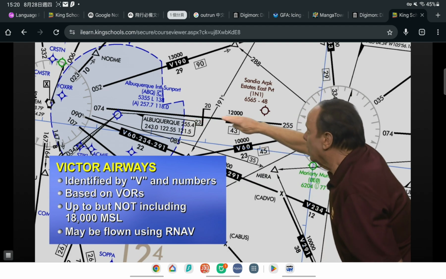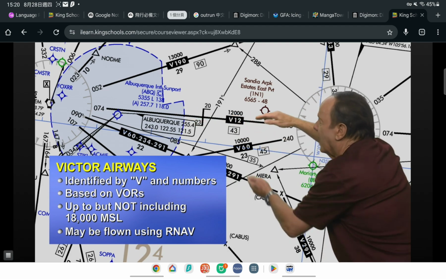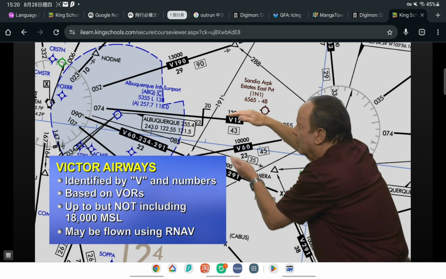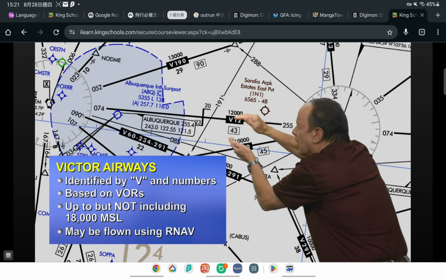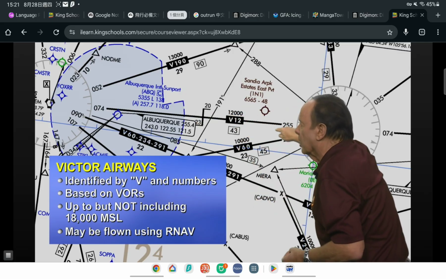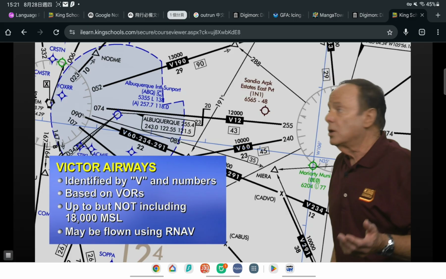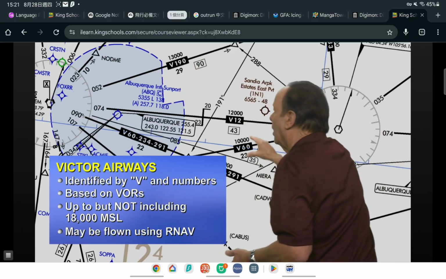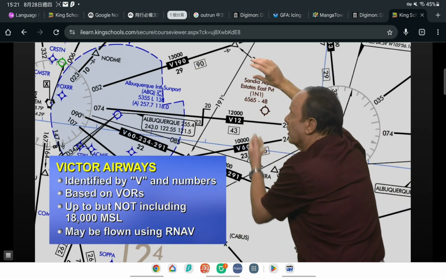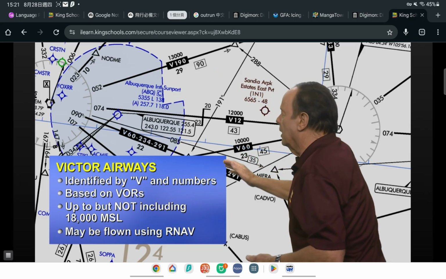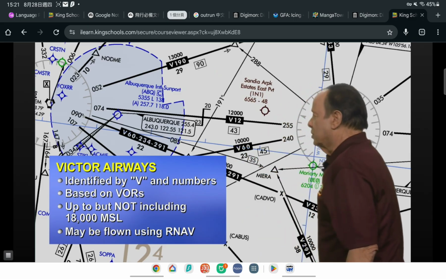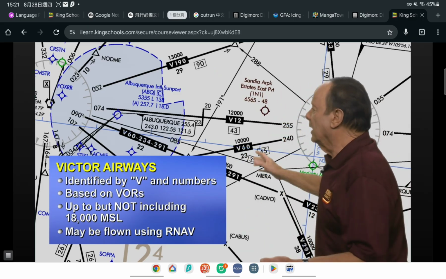Now, here the airway is shown as a black line, and it has these numbers with a letter in front of it. So this is a Victor airway. The black line is a Victor airway, and the identification is shown on these black boxes all around. For instance, in this Albuquerque area, these are all airways going in and out of the Albuquerque area. So it's shown, again, with a black box with light letters.